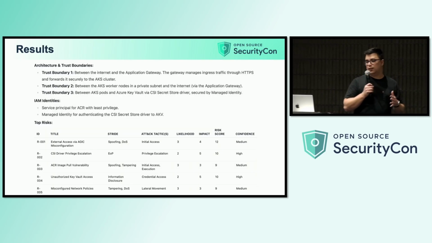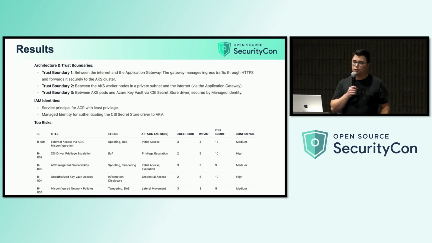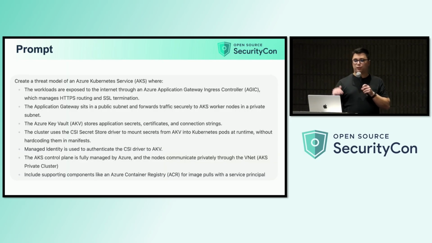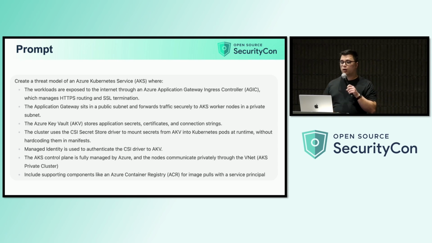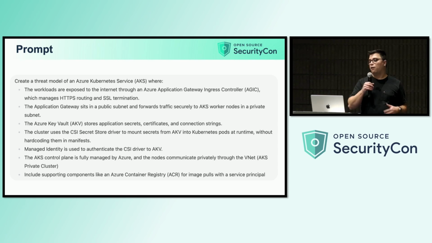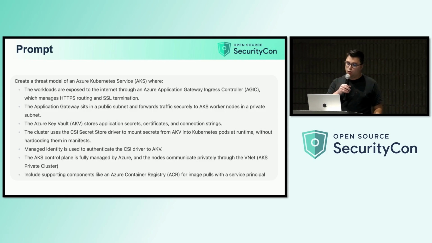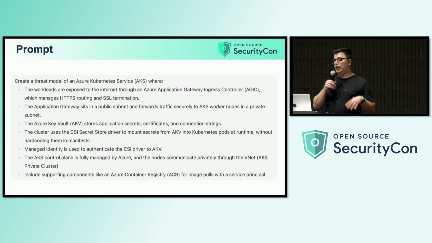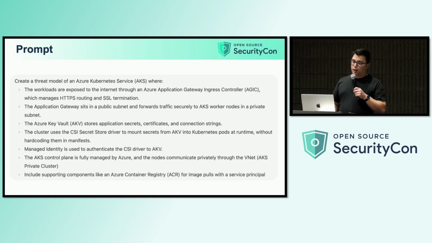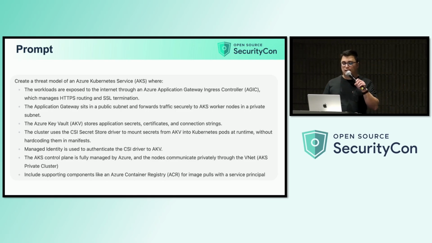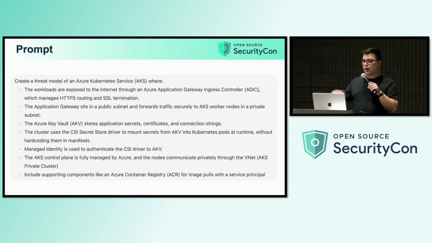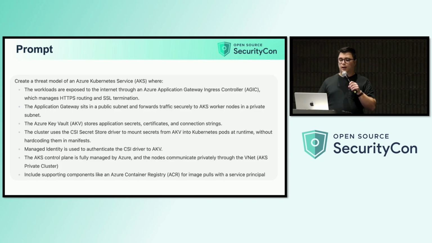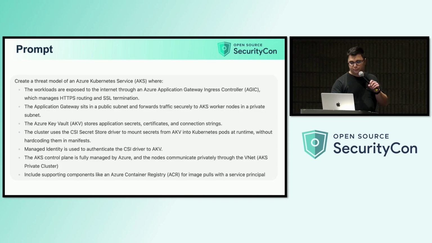And as you can see, that is some example. In my previous slide, I asked to generate a threat model for Azure Kubernetes Service, where workloads are exposed to the internet with an Azure Application Gateway. I put all the information: the secrets are stored in an Azure Key Vault, we are also leveraging a CSI Secret Store driver, we are using a managed identity, and so on.